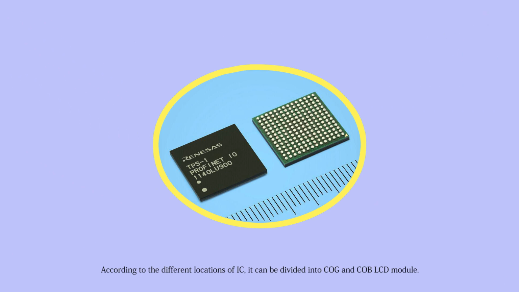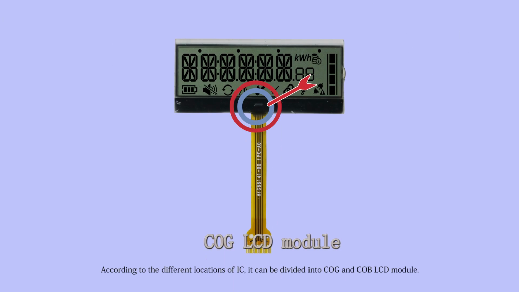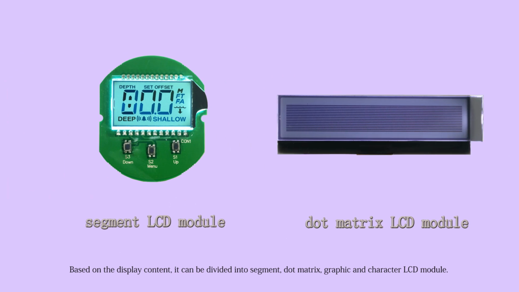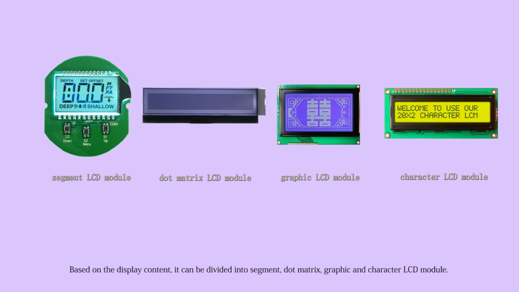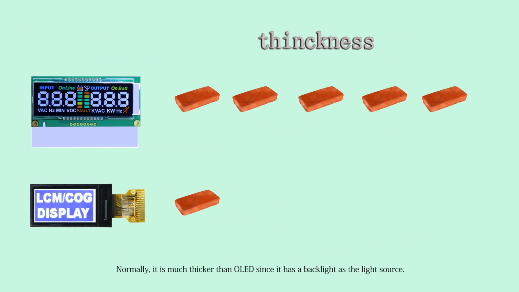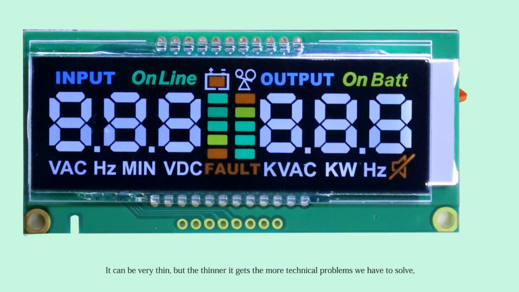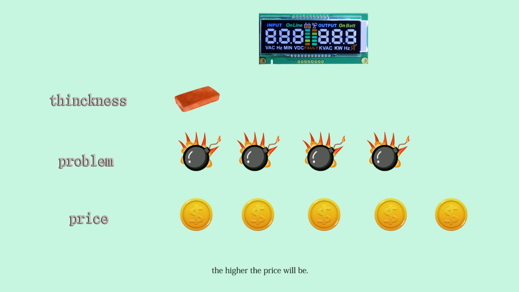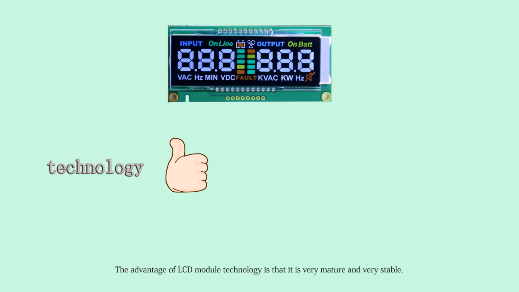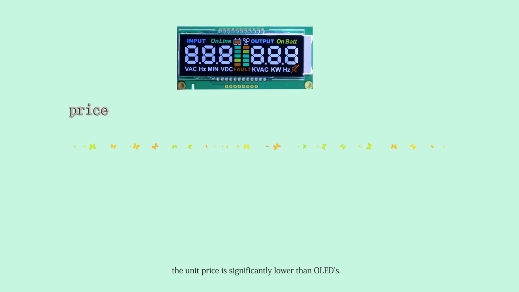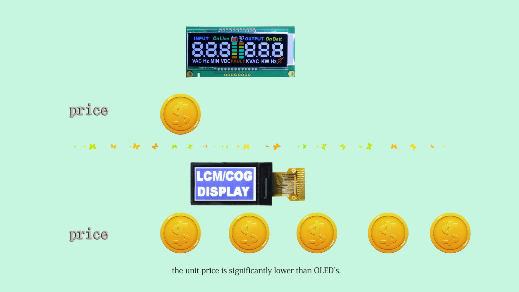In order to control the display content, we have to use IC to issue the commands. According to the different locations of IC, it can be divided into COG and COB LCD module. Based on the display content, it can be divided into segment, dot matrix, graphic and character LCD module. Normally, it is much thicker than OLED since it has a backlight as the light source. It can be very thin, but the thinner it gets, the more technical problems we have to solve, the higher the price will be. The advantage of LCD module technology is that it is very mature and very stable. The unit price is significantly lower than OLEDs.